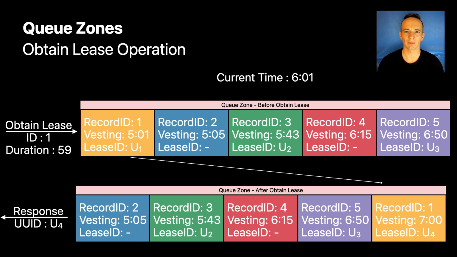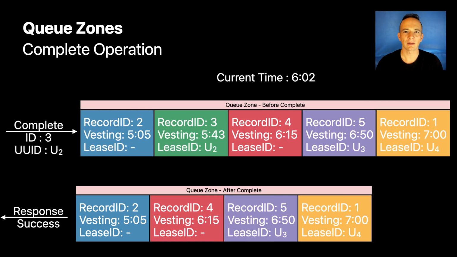Since the records are sorted by vesting time and only vested records are returned, record 1 is effectively hidden until 7 o'clock. At that time, the record automatically becomes available again, and the caller loses the lease, unless it actively extends it, for which it needs to present a valid lease ID. This is essentially a lightweight, fault-tolerant leasing mechanism.